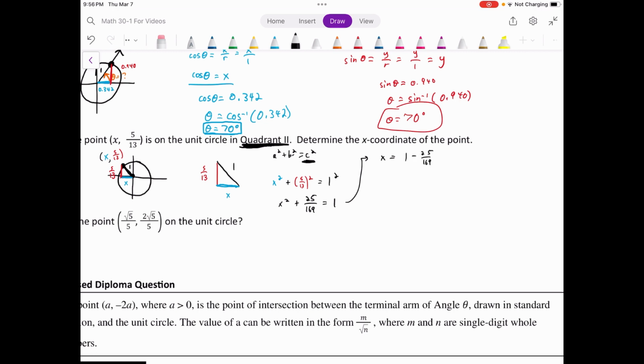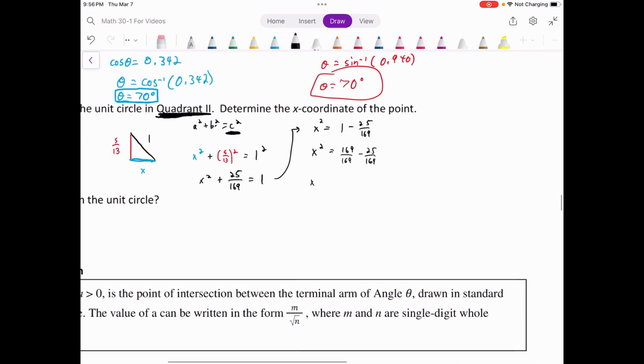And let's get a common, whoops, sorry, I forgot that x was being squared. Let's get a common denominator here so that we can combine those two terms on the right side. So 1 is 169 over 169 minus 25 over 169. And then that means x squared is 169 minus 25, which is 144 over 169. And finally, square root both sides.